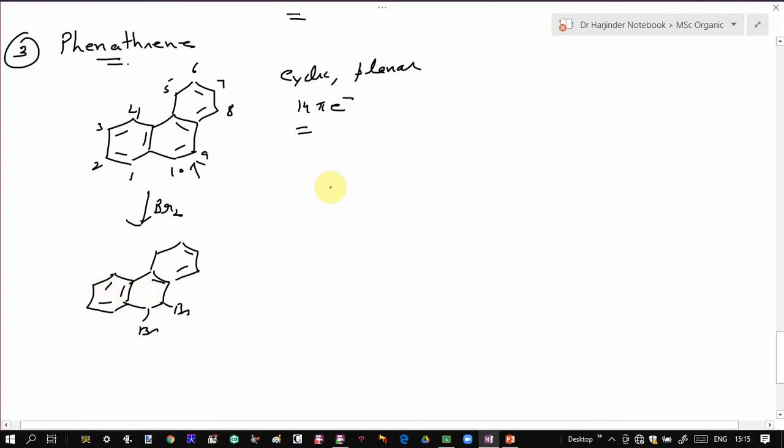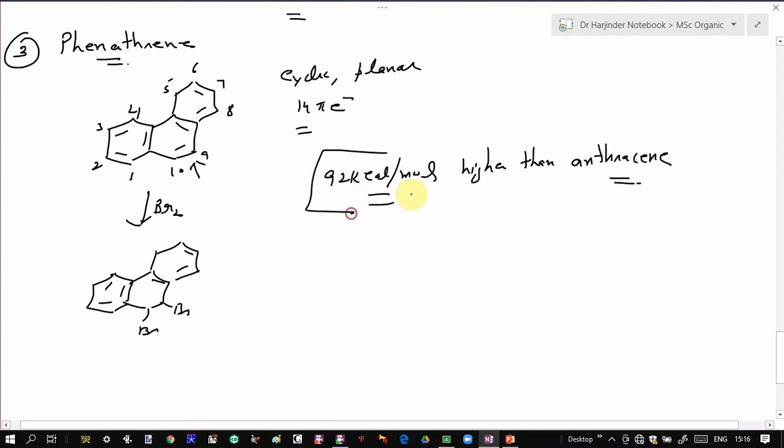Now again the resonance energy for phenanthrene is 92 kilocalories per mole, which is higher than anthracene, which is 84 kilocalories per mole. So phenanthrene is more stable than anthracene. Okay.